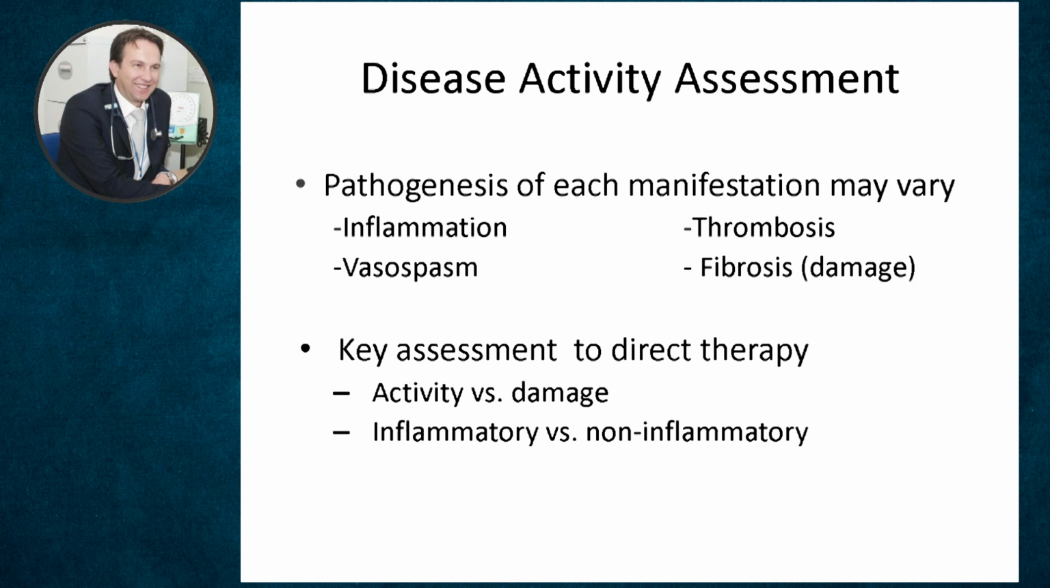When assessing disease activity, it's worth remembering that the pathogenesis of each manifestation may vary. Some disease symptoms are caused by inflammation, rashes, lupus nephritis, for example, or vasospasm, such as Raynaud's, thrombosis, such as those seen in antiphospholipid syndrome, or in inflamed blood vessels, and can often lead to fibrosis, which is often a manifestation of damage, so scarring, alopecia, for example. The key assessment to direct therapy is always activity versus damage and inflammatory manifestation versus non-inflammatory.